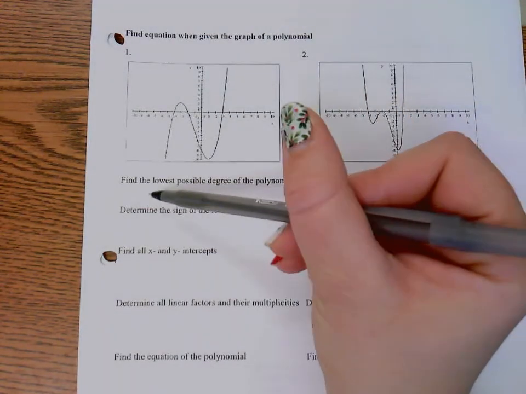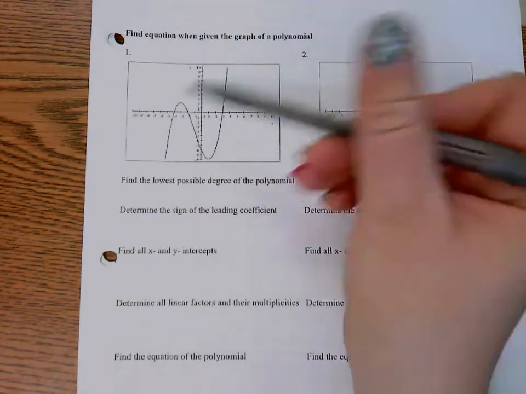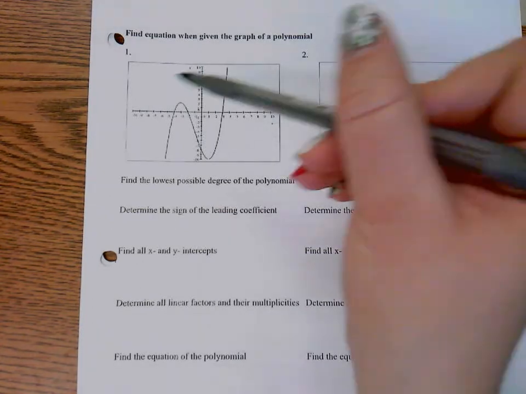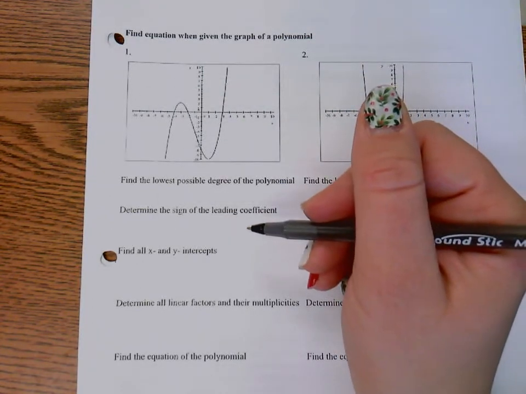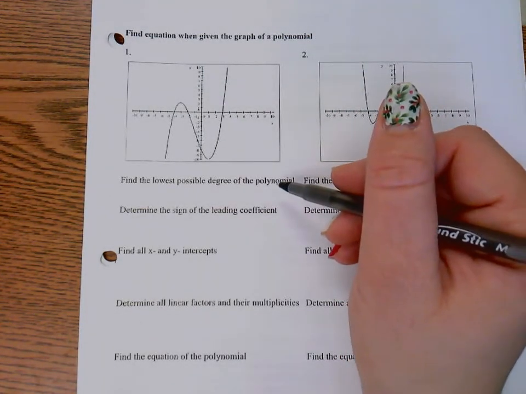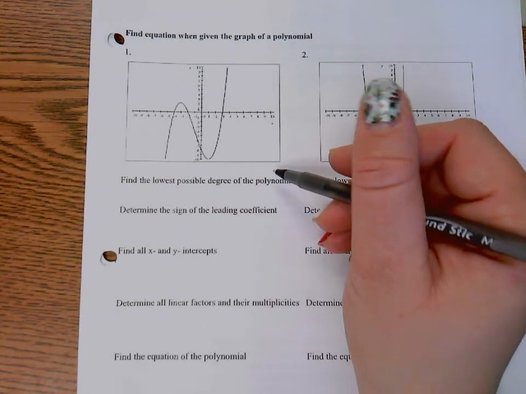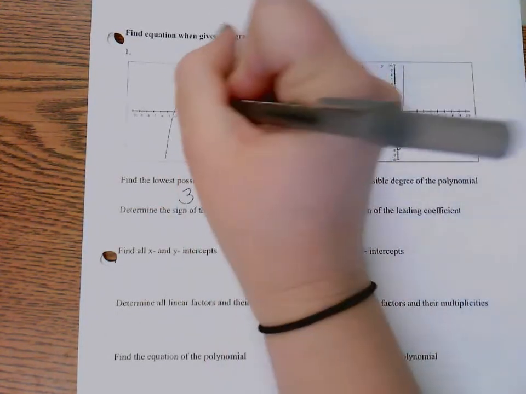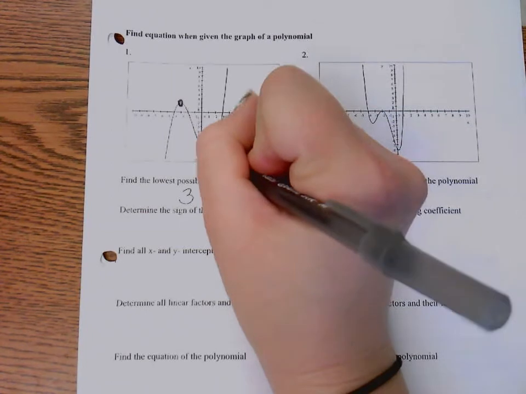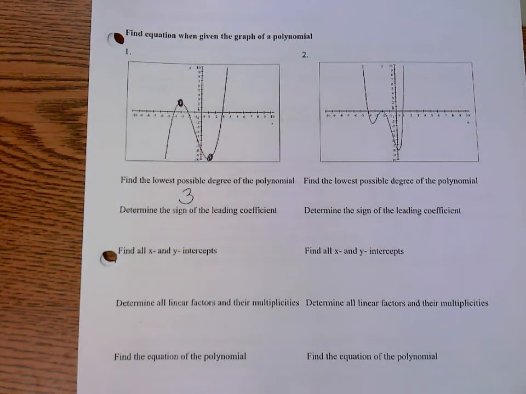But what would be the lowest possible degree of this polynomial? Could that be a linear function? What do you think your guess is for what type? I think it's 3. Why do you think the lowest degree is 3? How many turning points does it have? So if it has 2 turning points, it has to at least have a degree of 3, right? One more than the turning points.